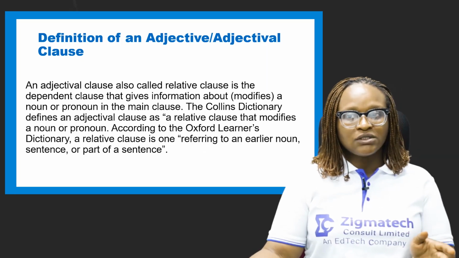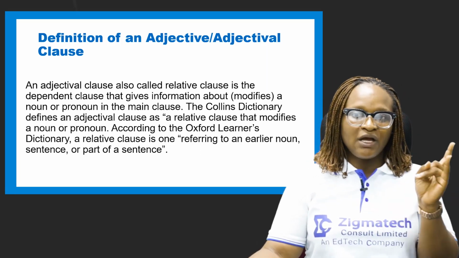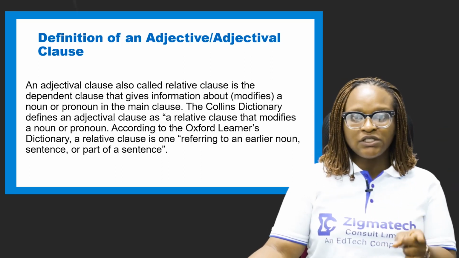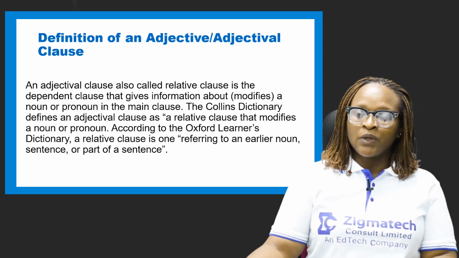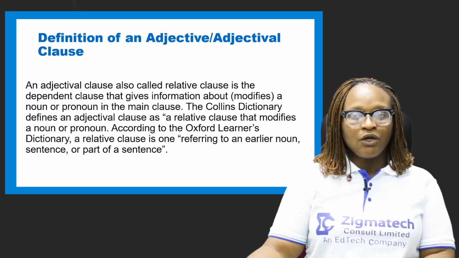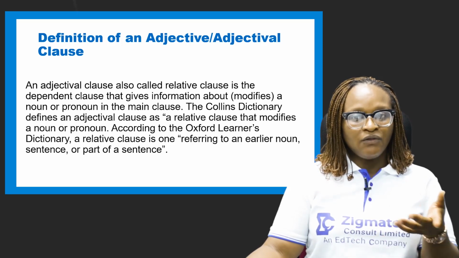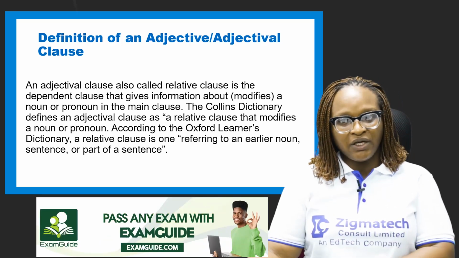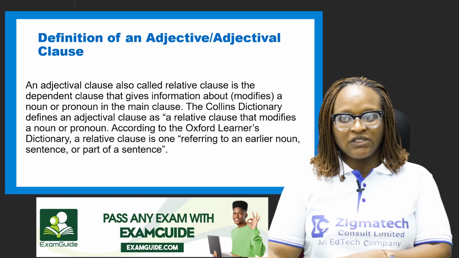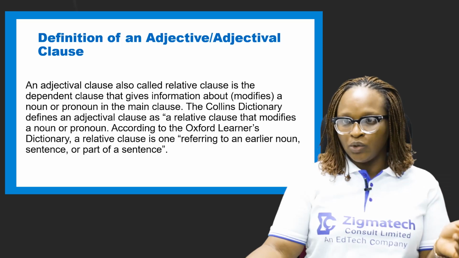So adjectival clause, which is also called the relative clause, is a dependent clause that gives information about a noun or a pronoun in the main clause. Remember, I told us that clauses are a group of words that have finite verbs, stand on their own and make sense. I went ahead to mention that we have two types of clauses: the main clause and the subordinate clause, which are also called the independent and the dependent clause. The reason for having the dependent clause is that it is the part of the sentence that gives extra information about a noun or a pronoun in the main clause.